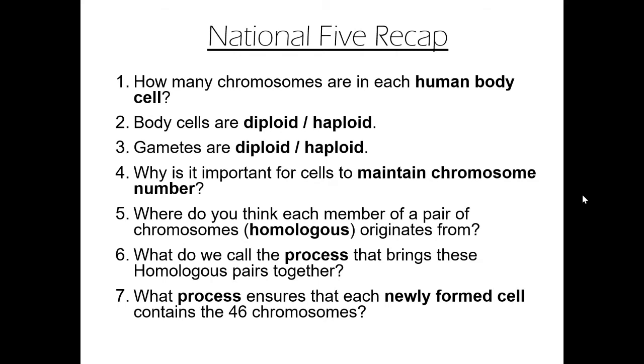For the fourth, if cells gain or lose chromosomes, then this can reduce their ability to carry out necessary cell functions and reactions. This can harm the organism and in some cases can cause cancers. We'll go on to discuss cancers in one of the future parts of this key area. For question 5, each member of a pair of homologous chromosomes comes from a different parent.